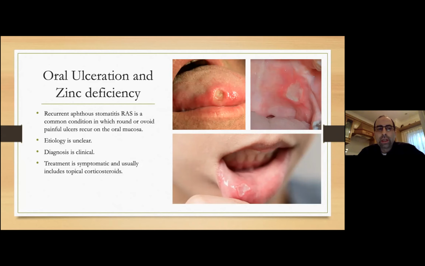So the etiology of oral ulceration is unclear, but the diagnosis is clinical, so we can see this in the patient. The treatment is symptomatic and usually includes topical corticosteroids. We can't prevent ulcers from coming and going. Sometimes we don't know why we get mouth ulcers. The etiology can be unclear. So usually the treatment is symptomatic, just to relieve the symptoms with topical corticosteroids, like a steroid mouthwash, or a steroid oral gel or cream that can help to relieve the symptoms.